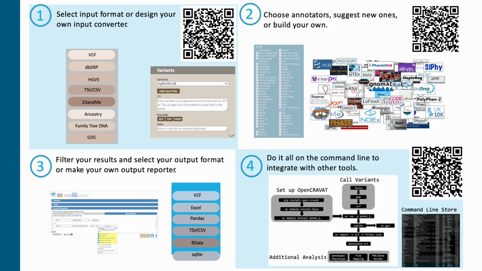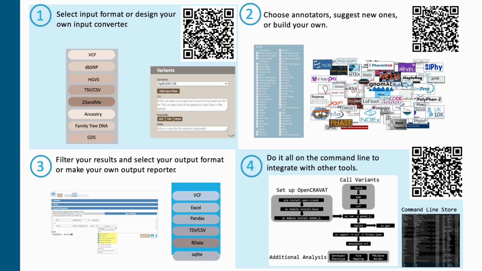On this slide, I'm breaking down the steps I've just described, and you can use these QR codes to go to websites that will give you much more detail about all these steps. You can see here all the different input formats that we support. And you can also see on our GUI how you submit your variants by selecting a genome assembly, uploading the file format of your choice, then running your job with selected annotators.